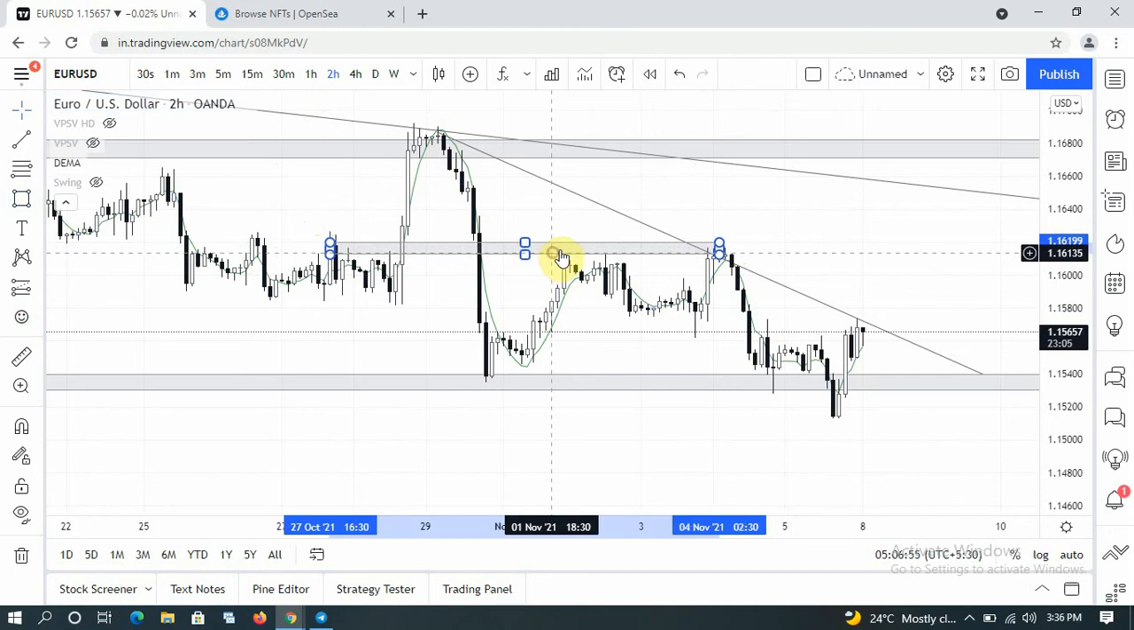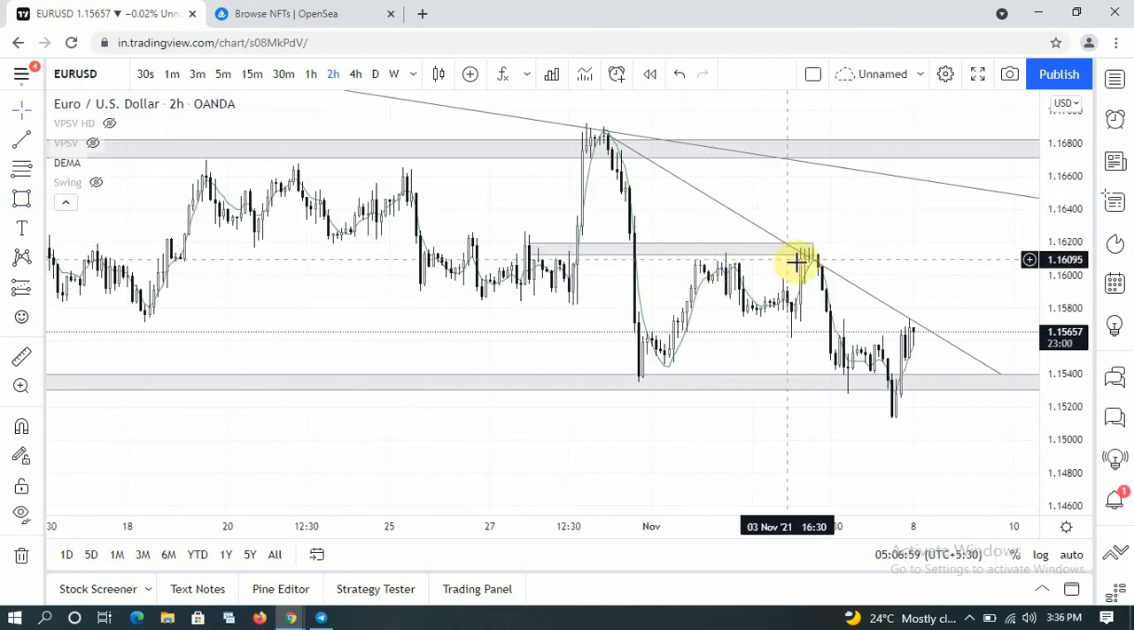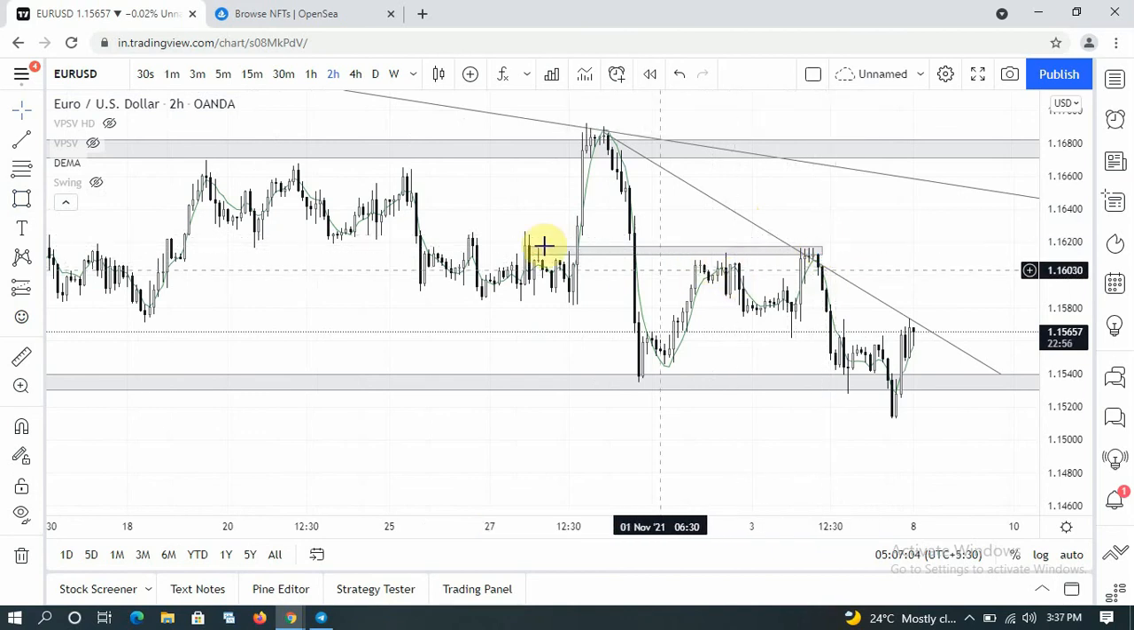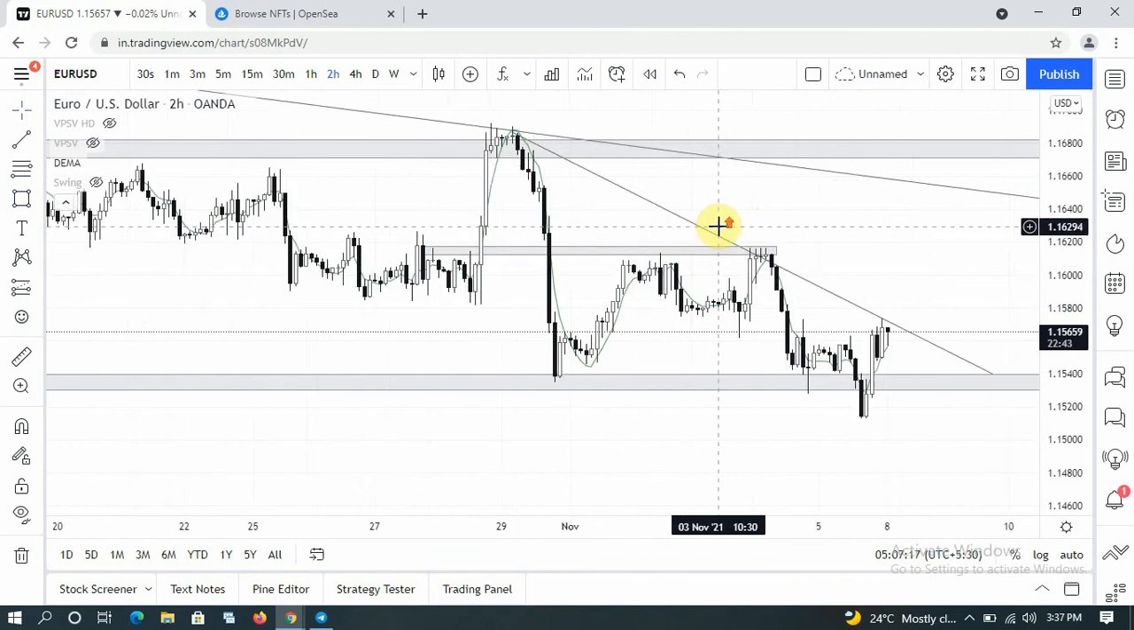So we have this level right here, this zone right here, where the price keeps rejecting. The first time it broke out of this zone was on the 28th of October, right? And since then the price hasn't moved out of this zone again.